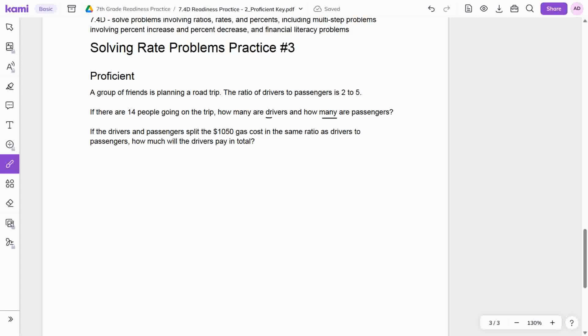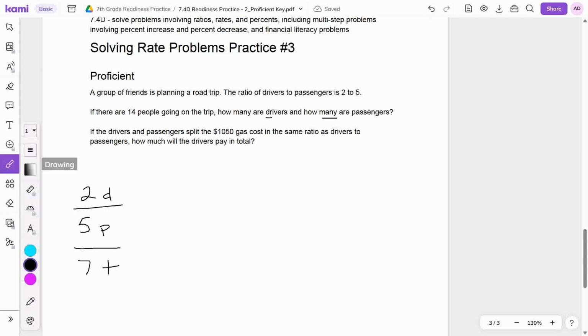Well, let's take our ratio here. 2 drivers to 5 passengers. I'm going to make it this fraction right here, and I want a total of 14 people. Let's think about this. I've got two parts, and I'm going to make a third part here, and this is going to be 14. Let's make it 7. If it's 2 and 5, I can make it a triple ratio right here, because what I did is I just added the 2 and the 5 to get me to 7.